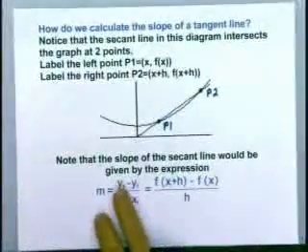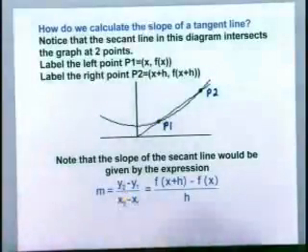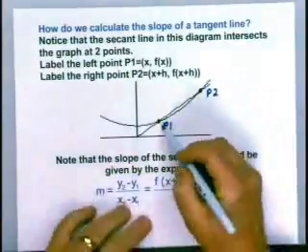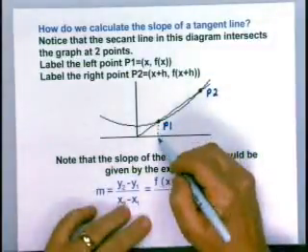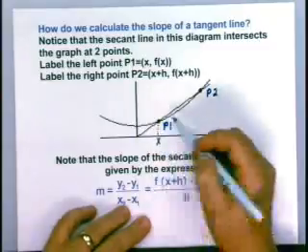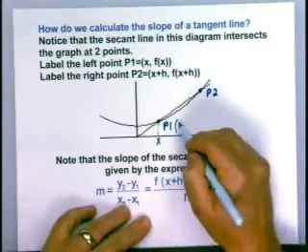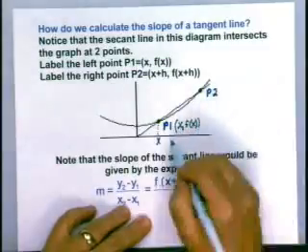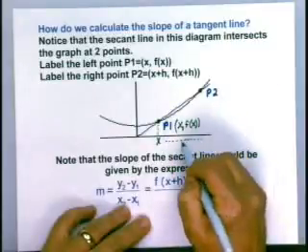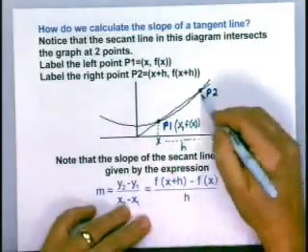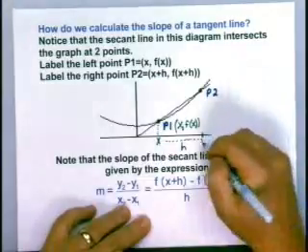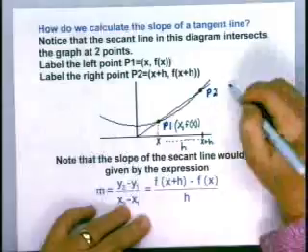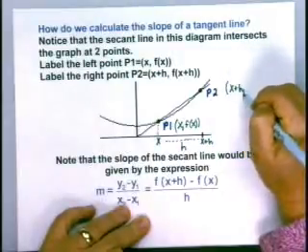How do we calculate the slope of a tangent line? Notice that the secant line in this diagram intersects the graph at 2 points. I've labeled the point on the left P sub 1. Let's label the coordinates of this point, P sub 1, as x, and then for y we'll use f of x. And then let's move to the right a distance which I'm going to label as h, so that the coordinates of P sub 2, for the x value we would have x plus h. So for y, I would have f of x plus h.